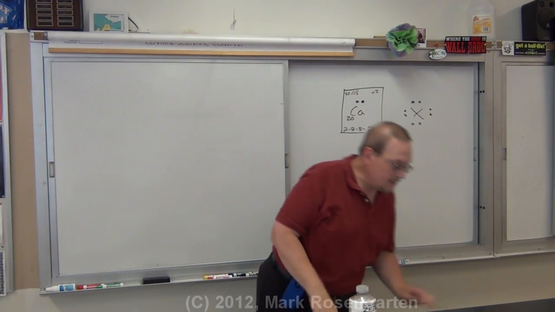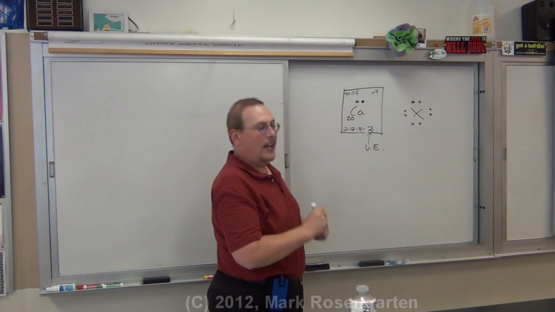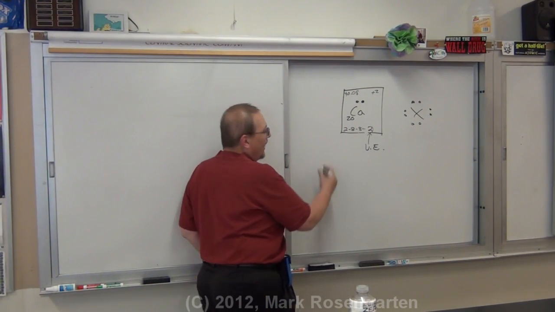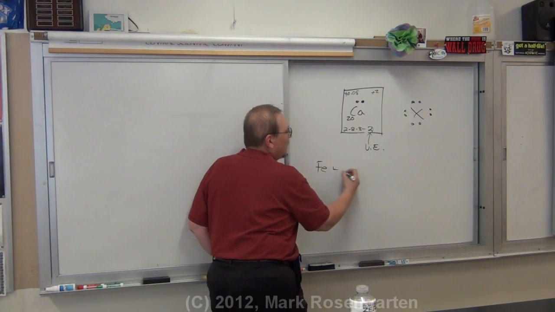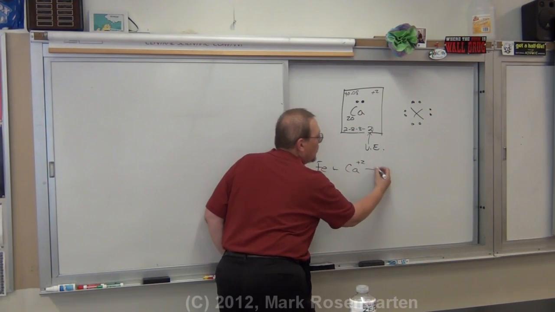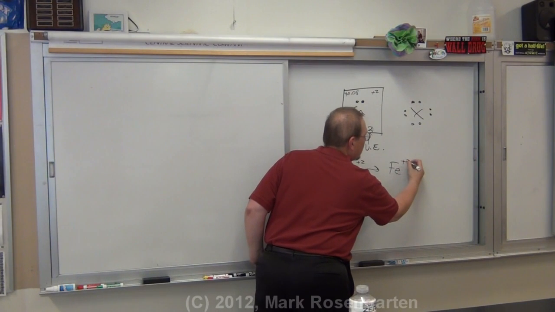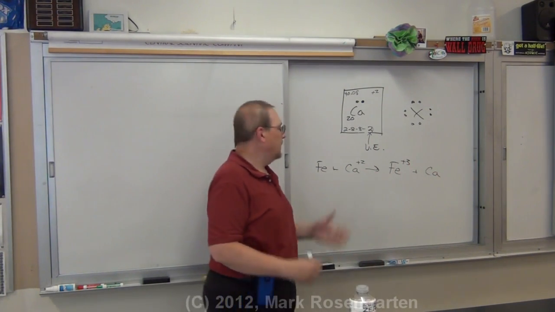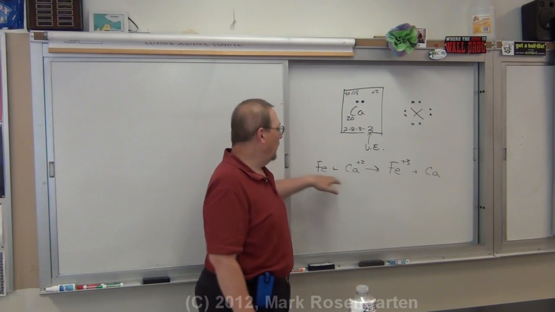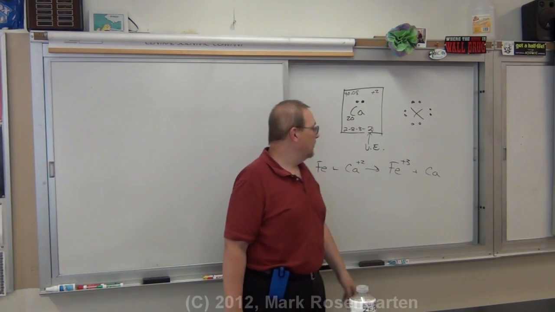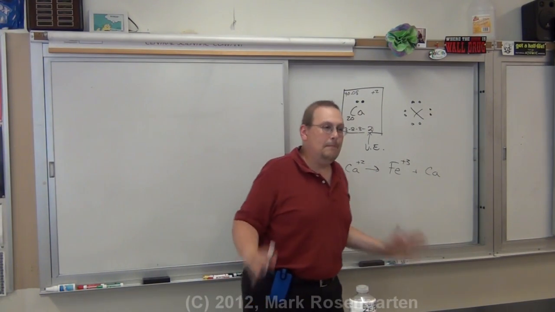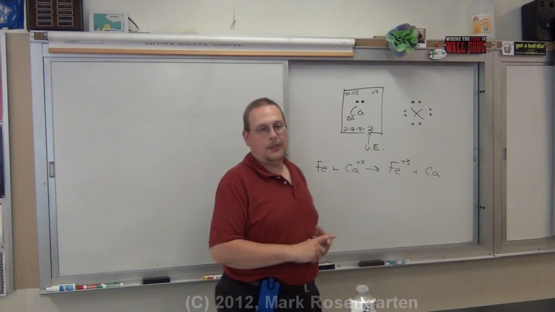As far as balancing redox ionic reactions is concerned, check this out. If you've got a reaction like, let's say, Fe plus Ca+2 forms Fe+3 plus Ca, you might look at this and say, hey, wait a minute, this is balanced. I've got one iron on the left, one iron on the right, one calcium on the left, one calcium on the right, but that's not balanced because there are 3 laws of conservation.